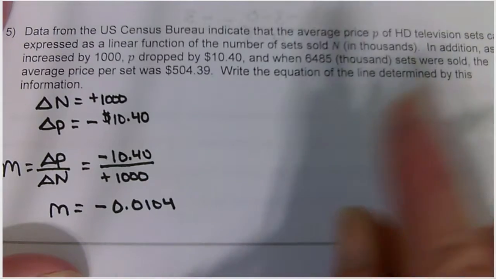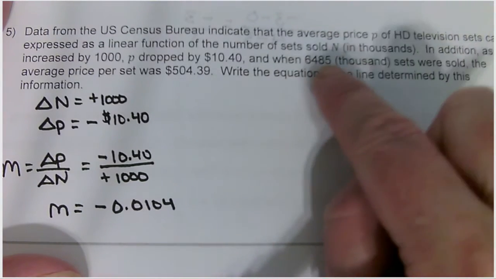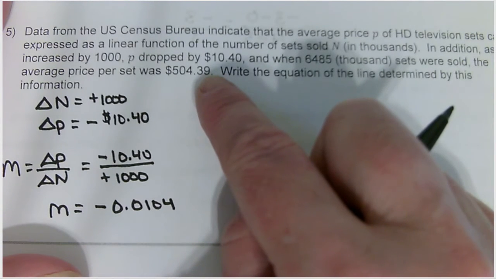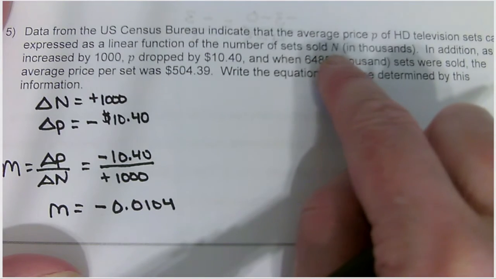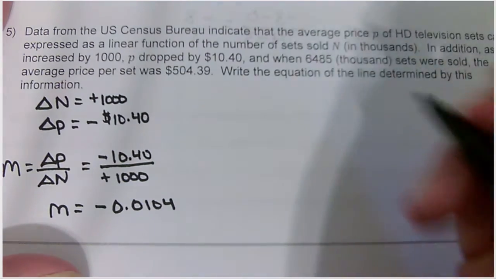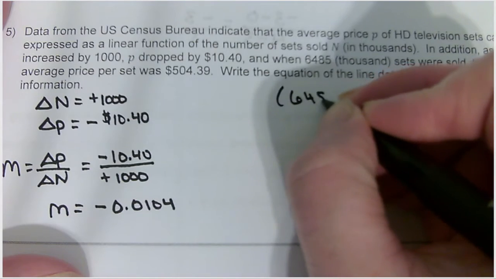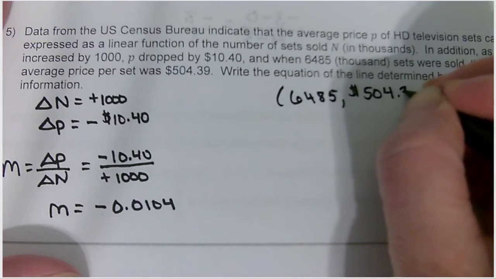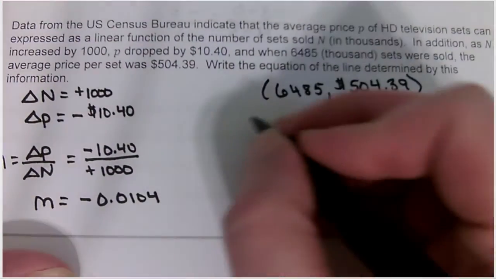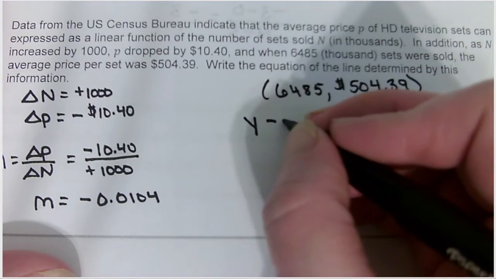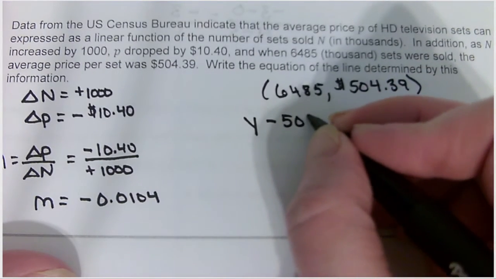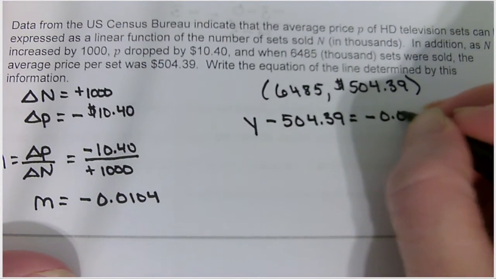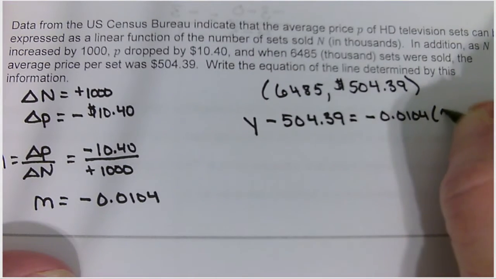Now we're also given another point. It says when this many sets were sold, this is the price. And remember, the sets are my input. So that means I have a point (6485, 504.39). So y minus 504.39 equals the slope times x minus 6485.